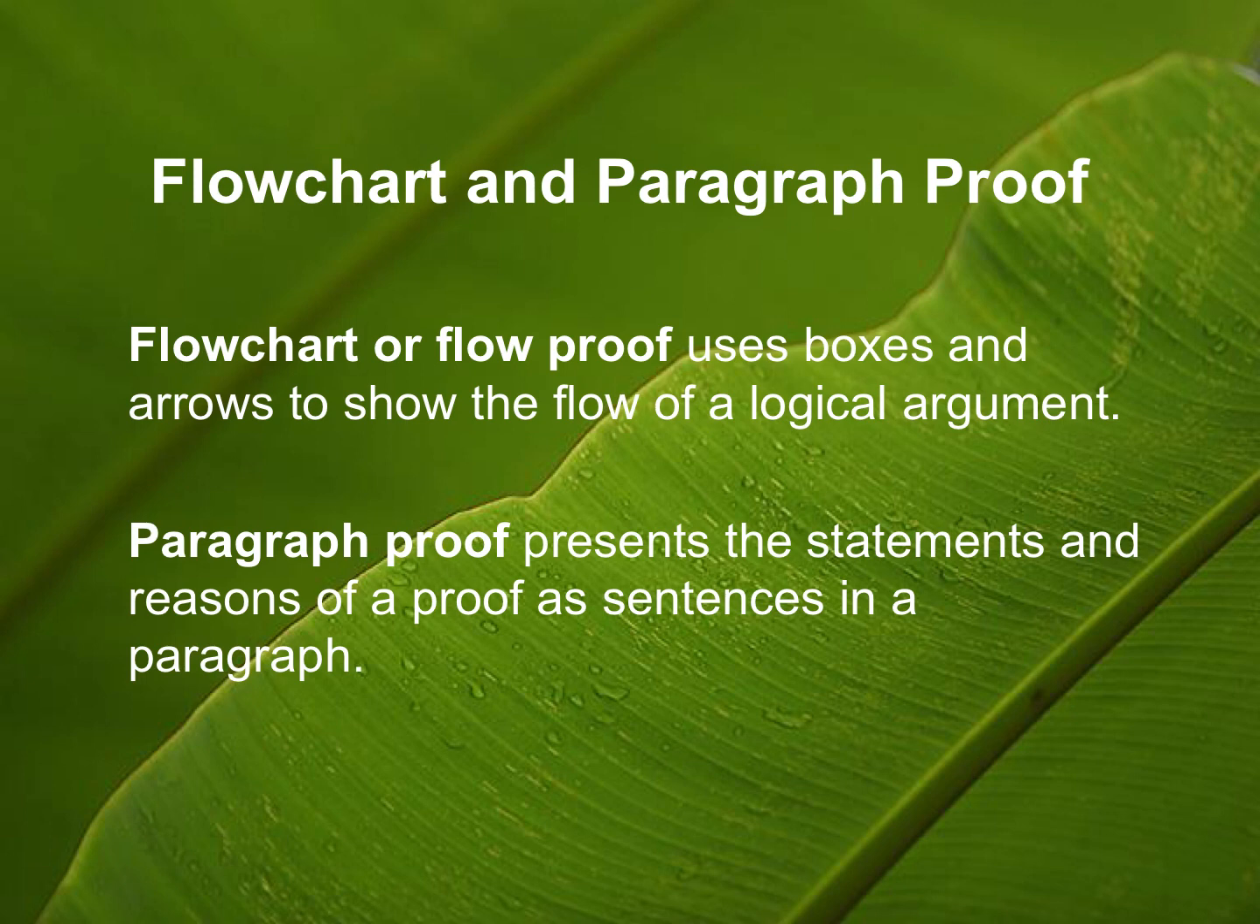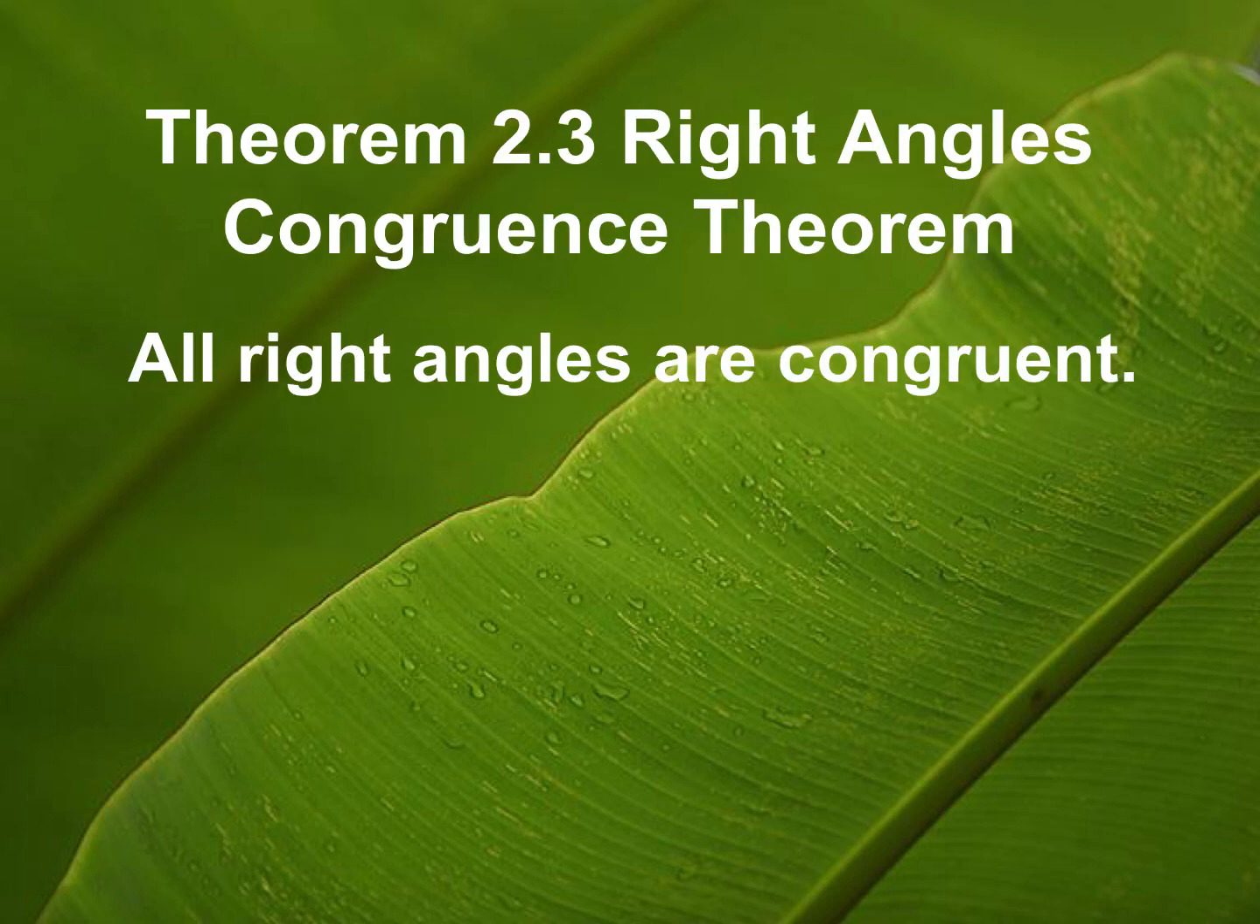Now, we're not going to prove it using flowcharts or paragraph proofs, but we do want you to know that they are valid methods of proving things. The flowchart or flow proof uses boxes and arrows to show the flow of a logical argument. A paragraph proof presents the statements and reasons of a proof as sentences in a paragraph. And so we're going to show you what they look like so that you can recognize them. However, we're not going to be using them ourselves in our class.